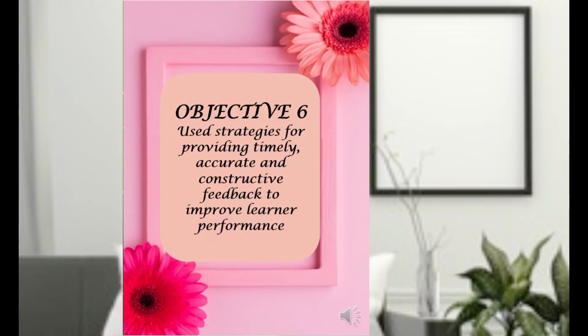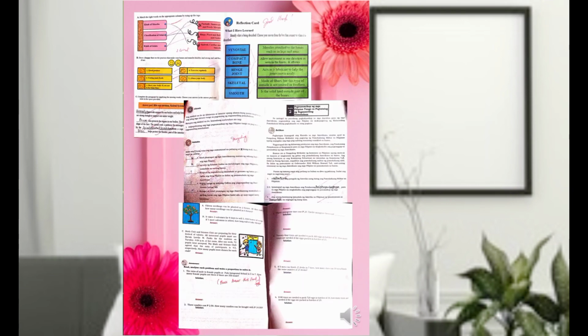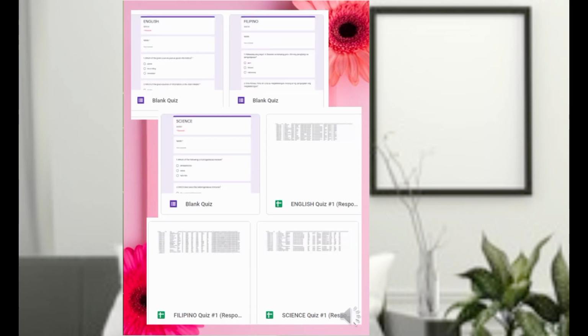Objective number 6, use strategies for providing timely, accurate, and constructive feedback to improve learner performance. In here, you will also be needing at least two of the following lists. I have inserted some of the activity sheets of my learners with feedback to improve learner performance. For my second MOV, I have inserted my online quiz that we have and the responses of my pupils.